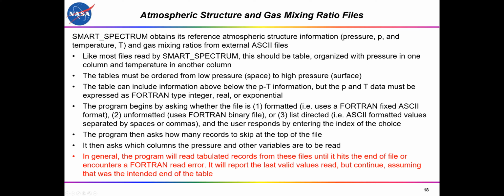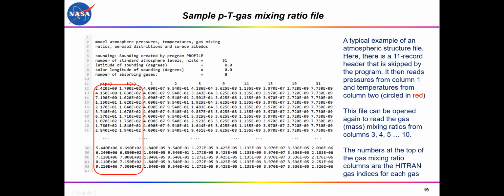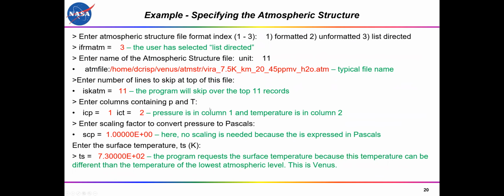It then asks which column do you want to read the pressure and temperature out of, and so pressure is in column 1, temperature is in column 2. Remember that, you'll be tested later.